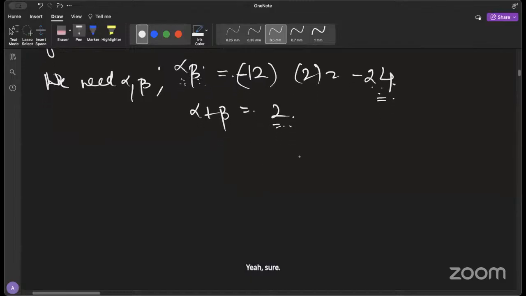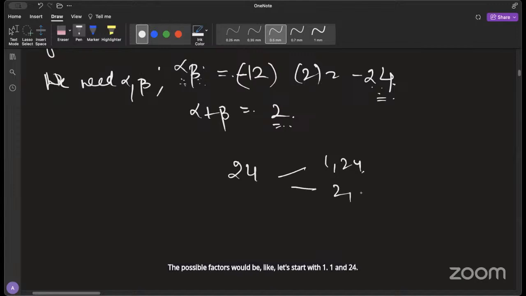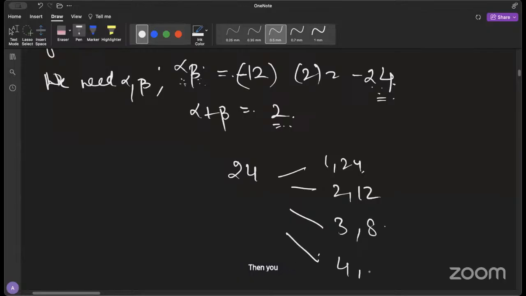Yes, ma'am. And then we factorize 24. So let's try to factorize 24. The possible factors would be, let's start with 1 and 24. Then you have 2 and 12. Then you have 3 and 8. Then you have 4 and 6.